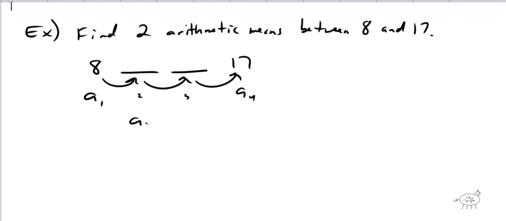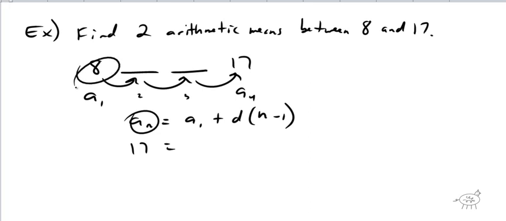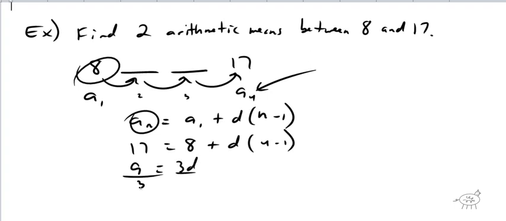That's easy, right? a sub n equals a sub 1 plus D times n minus 1. We've got everything here. That's the last term, so it's 17. That's the first term, 8, plus D, which we're looking for, and n was 4 because we went up to the fourth term. So 4 minus 1. So I'm going to move the 8 over, and I get 9, and that's 3D. Divided by 3, D is equal to 3.